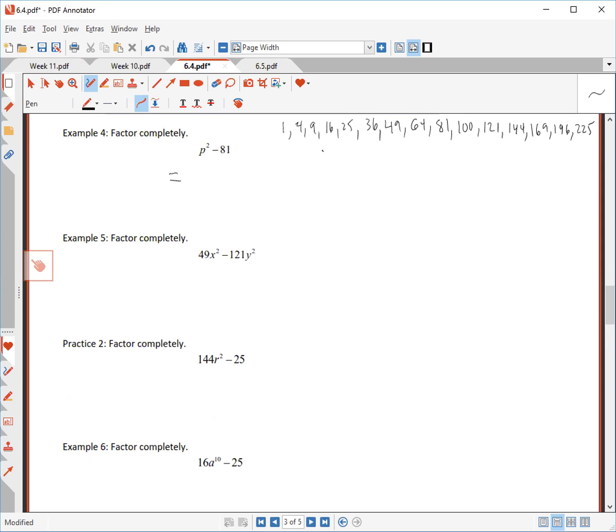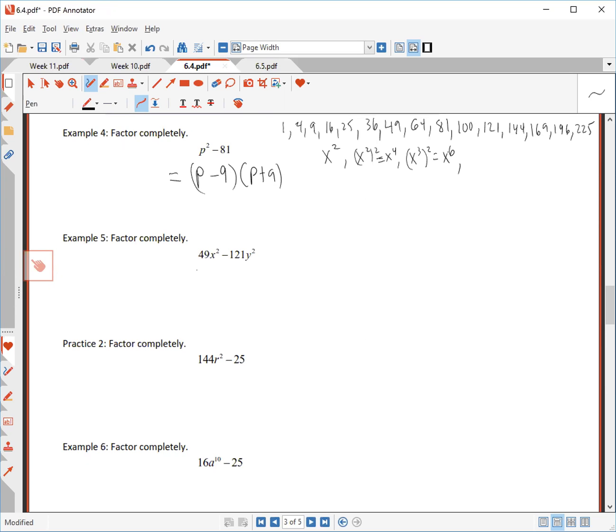The other thing you need to recognize is that when you square a variable, x squared squared is x to the 4th, x cubed squared is x to the 6th. So to be a perfect square on a variable, it has to be an even power. And so I said something like, take their square roots and you recover the 2 pieces, p and 9. Subtract them and then add them.